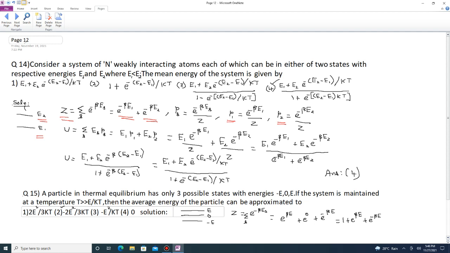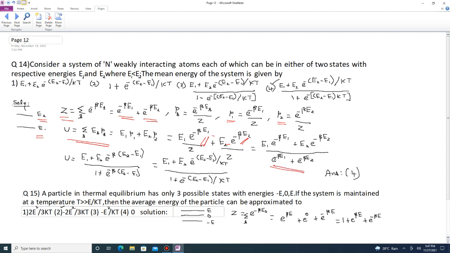Now from this you can find the expression for U. U is equal to summation over S, ES PS, that is E1 P1 plus E2 P2. So substitute for E1; we have already evaluated P1. So you substitute here for P1, here for P2, and Z is a common value, so you take Z as a common factor that we already evaluated. So this expression becomes like this.